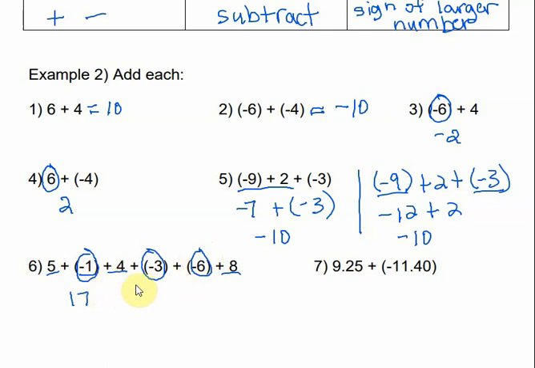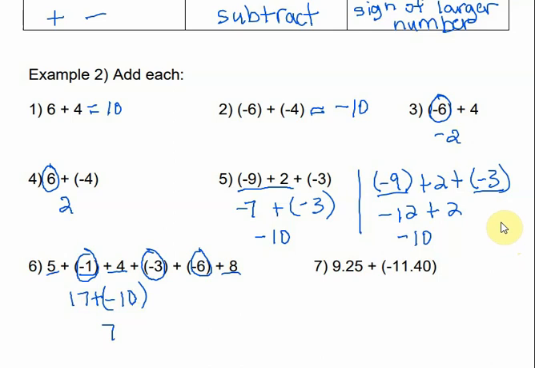Then if I add all my negative terms together, negative 1 and negative 3, that's negative 4. Negative 4 and negative 6 is negative 10. Now we can either write it like that, or we could say plus a negative 10. Either way, we're going to be subtracting because the signs are different. 17 minus 10 is 7. My answer is positive because my biggest number is positive.